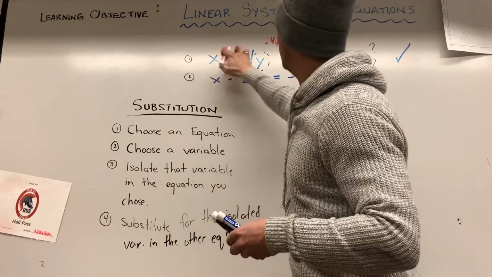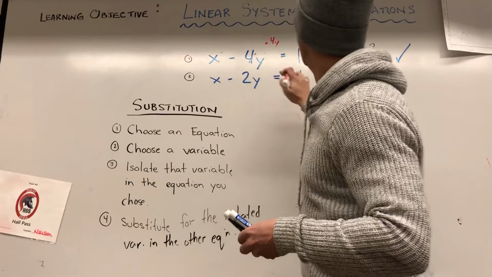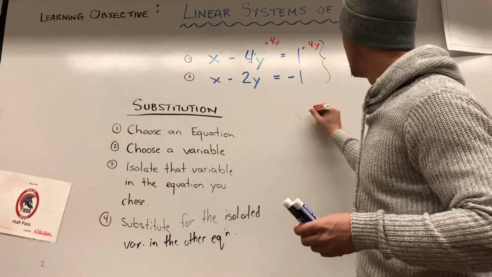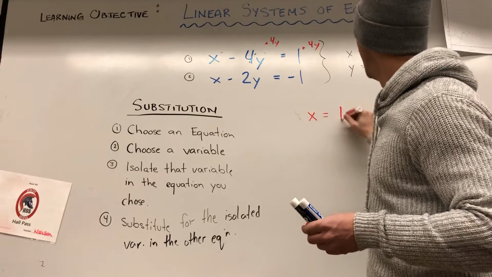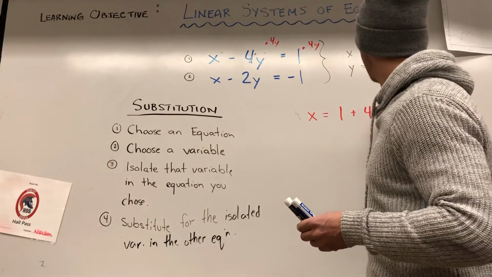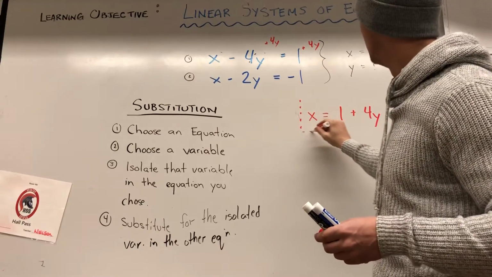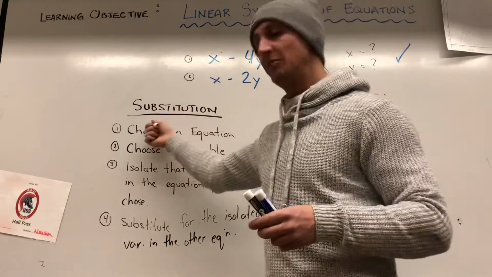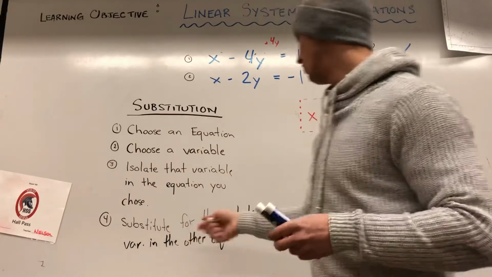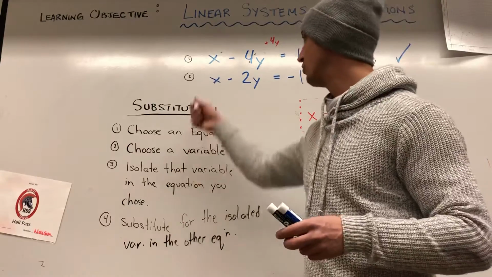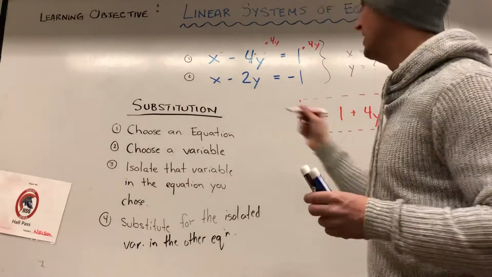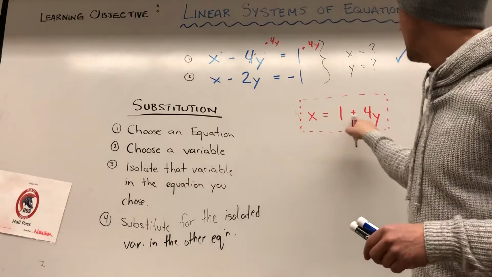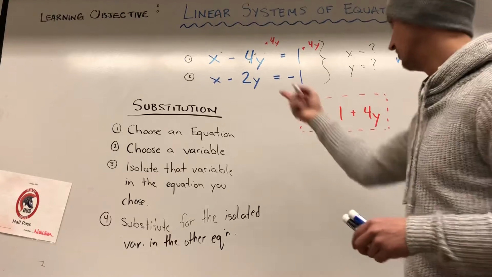I'm just going to uncircle these so it looks more clear what's going on. So, if I isolate for x in the first equation, I get x is equal to 1 plus 4y. Okay, and I'm going to put a little dotted circle around that because I'm going to come back to this. So, we've done steps 1 through 3. Now step 4 is substitute for the isolated variable in the other equation. So the other equation is equation 2. So in equation 2, every time I see an x, my isolated variable, I'm going to replace it with 1 plus 4y. So let's do that.